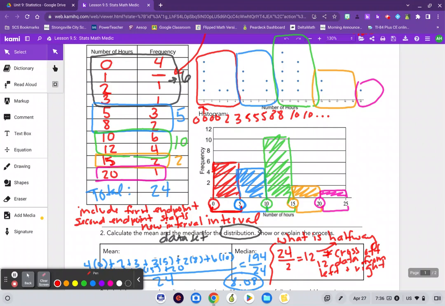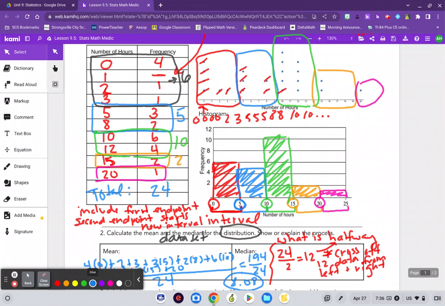So I'm going to start on the left. This first data point is 0. So 1, 2, 3, 4, 5, 6, 7, 8, 9, 10, 11, 12. Okay, so I've crossed off 12 data pieces. I should be in the middle of my data at this point. I should be halfway through.